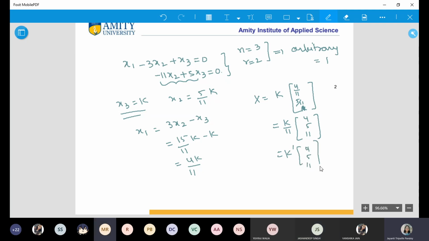Ma'am, we can also take x3 equal to 11. That will be simple. Don't be afraid of dealing with fractions. Can we also do this with cross multiplication? Yes, absolutely, the answer will be the same. There is no change in the answer even if you use cross multiplication. Here what I did, I used backward substitution.